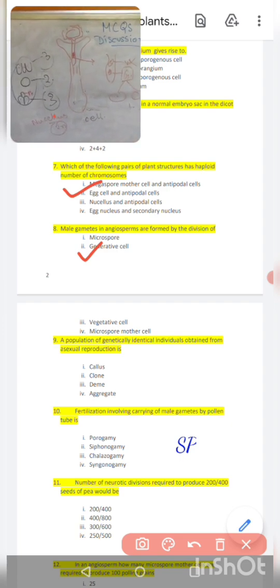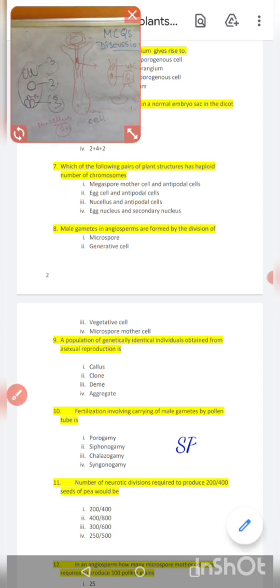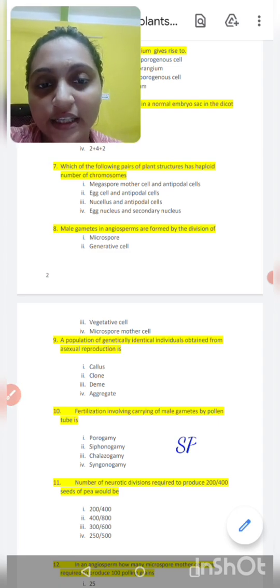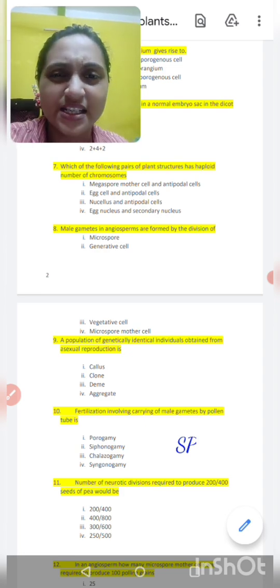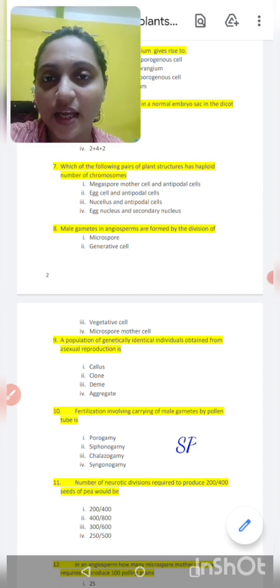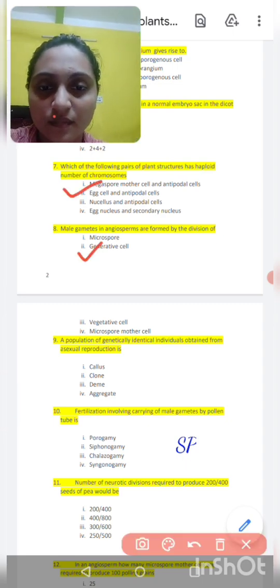Now student, coming to question number 9. A population of genetically identical individuals obtained from asexual reproduction is. Asexual reproduction means all the offspring, all the filial generation, will be of the similar type. They will be genetically similar, so they are also known as a clone. So the answer to number 9 will be clone, student.